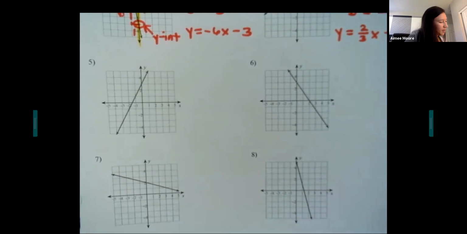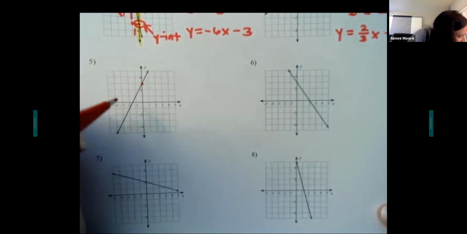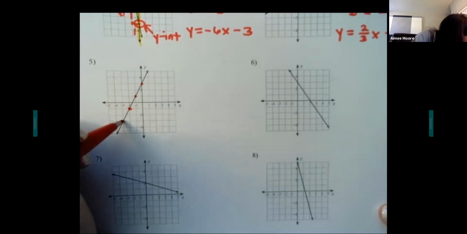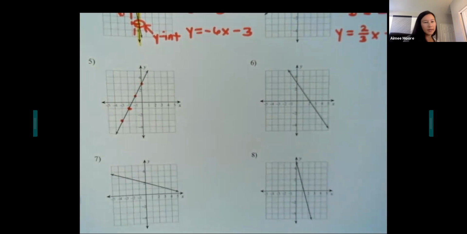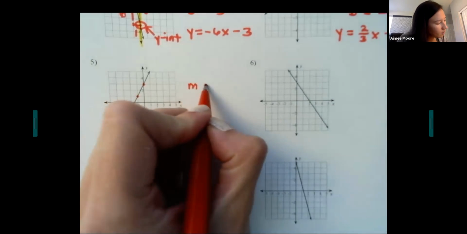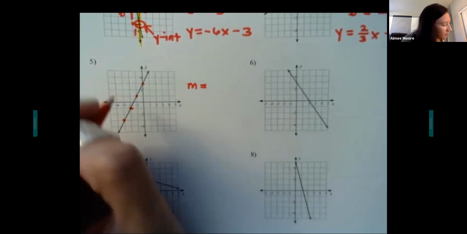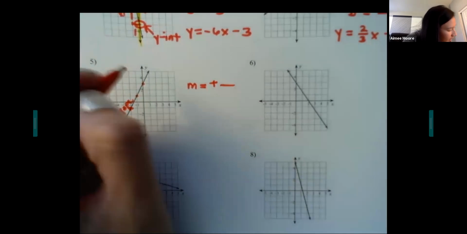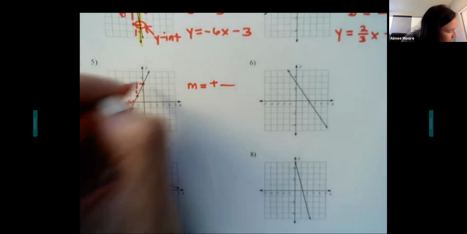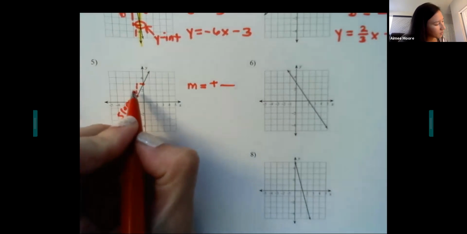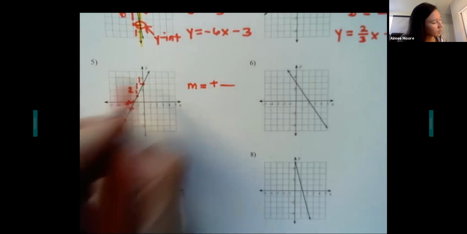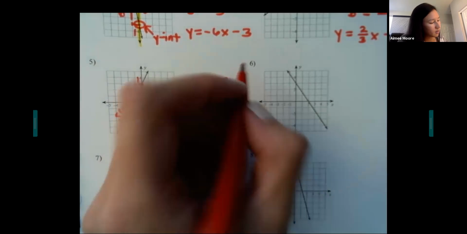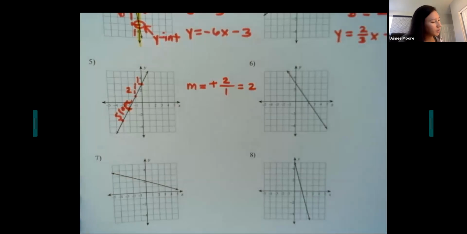Okay, let's keep going. So number 5, let's find our nice points. So any of those would work. So we write slope is positive, and then our rise and run. So our rise is 2, our run is 1. So 2 divided by 1 is just 2.